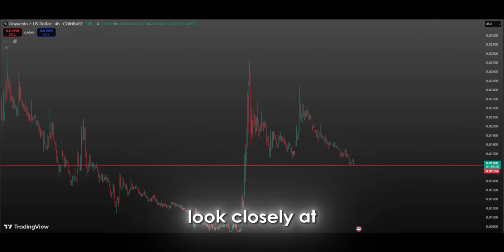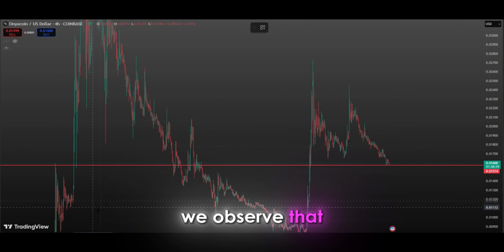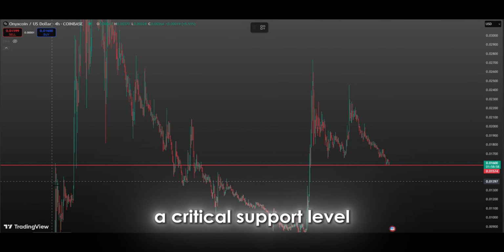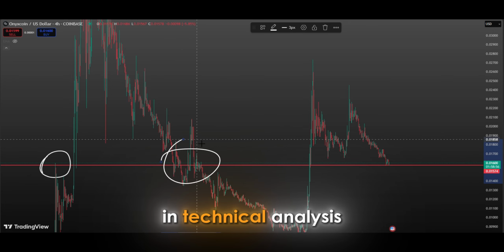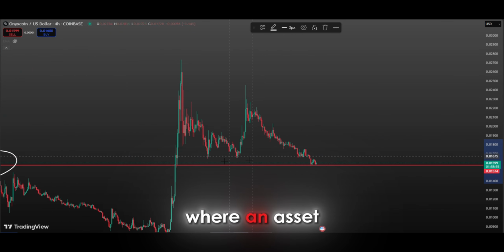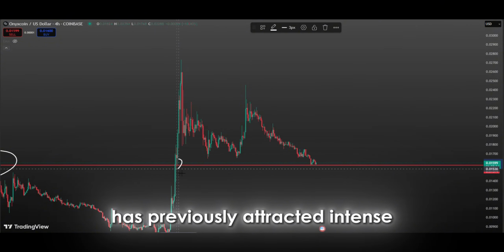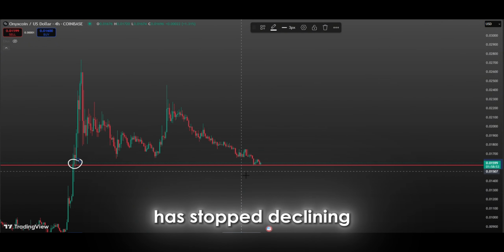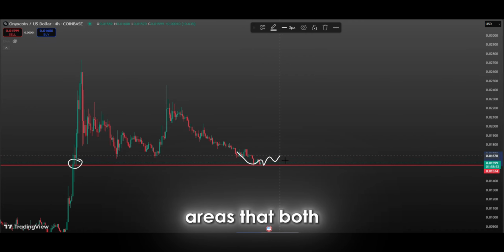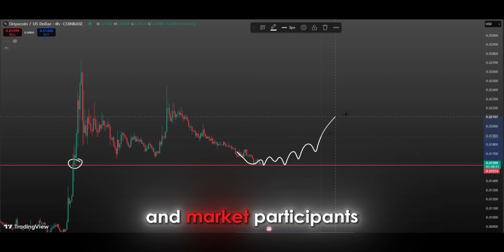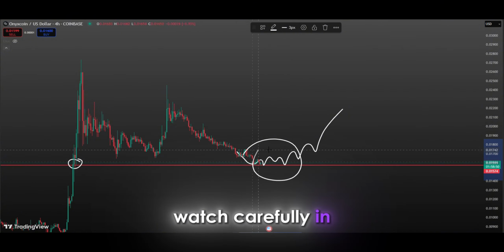Currently, when we look closely at the price movements, we observe that it has reached a critical support level and is trying to hold in this region. In technical analysis, support levels are known as areas where an asset has previously attracted intense interest from buyers, where the price has stopped declining and often reacted upwards. These are the areas that both short-term traders and market participants with long-term strategies watch carefully.